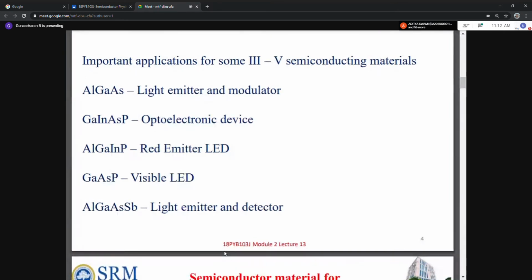These materials are aluminum gallium arsenide, or gallium indium arsenide phosphide. There are so many materials. All are transition materials under group 2 to 6 and group 3 to 5 used for optoelectronic applications. What is the basic principle of the LED? The LED is coming in the next lecture, so I will explain that later. And basically in the LED, which energy is converted into light energy?